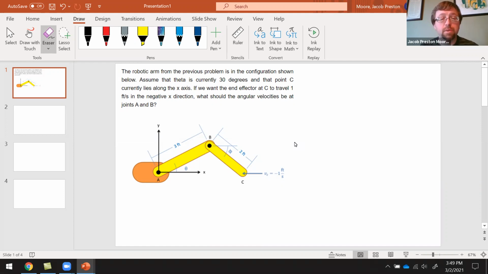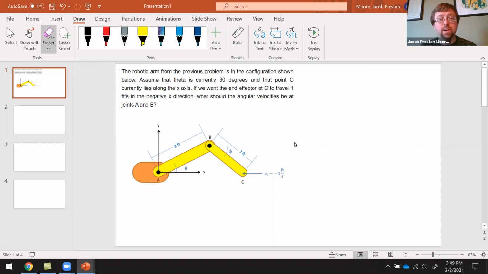So for this problem, we currently have theta equal to 30 degrees, phi is unknown, but point C, we know that is currently on the x-axis, and it's moving towards the origin, so moving to the left at a rate of 1 foot per second. So we want to know what are the angular velocities that we would need at points A and B to make this happen.